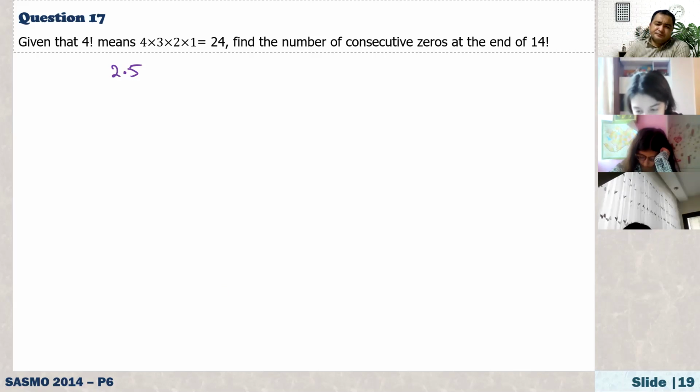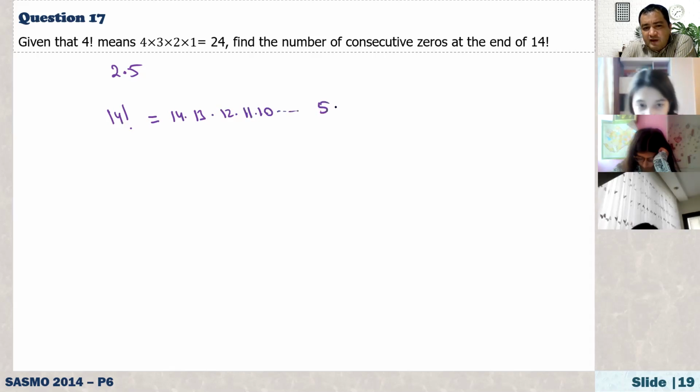I mean, if you just write 14 factorial, for example, here I have 14 times 13 times 12 times 11 times 10 times, here we have 5 times, and here we have 1. Okay. So the only way to have zero is we need to count the number of fives, because we have enough twos, but to have 10, right, we need to multiply 2 by 5.